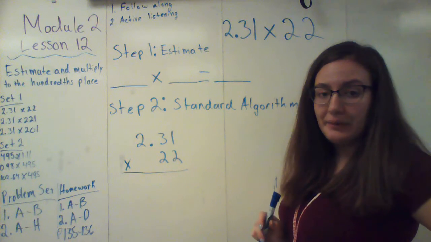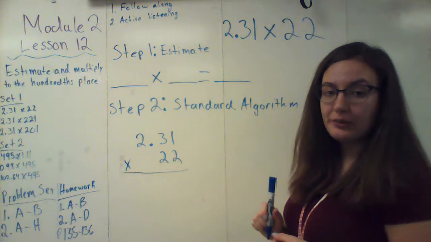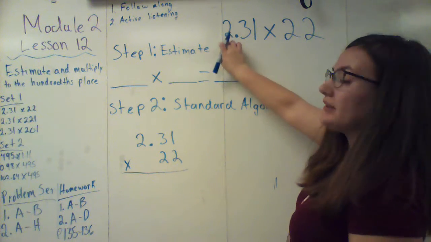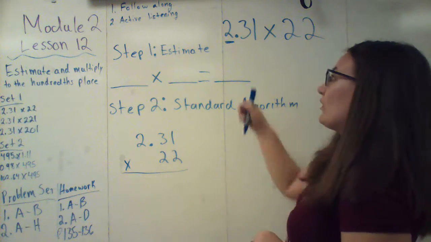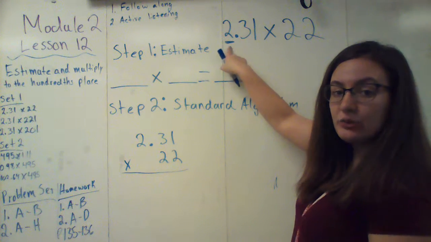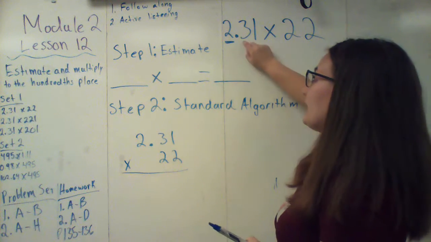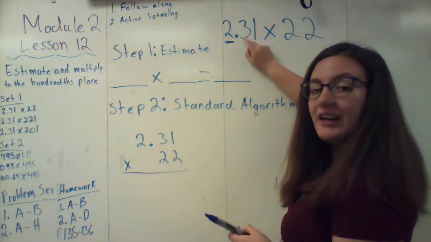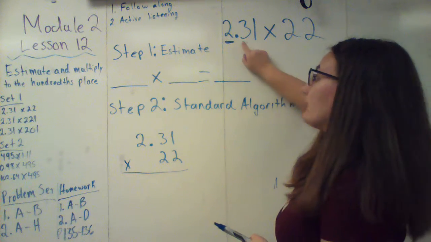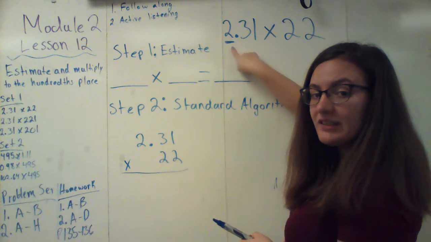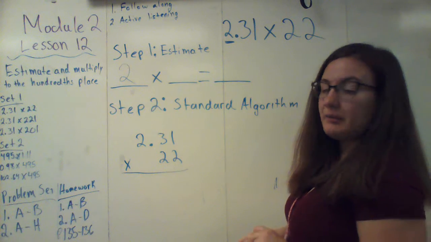My first step in estimating what my product is going to be is I need to round 2.31. I'm going to round it to its largest place value, which in this case is the ones place. So in this ones place, it's either going to stay at 2 ones or go up to 3 ones. I know if it's going to go up or not if I take a look at this next place value. If it's 5 or above, it's going to round up. But it's only a 3, so it's going to stay at 2 ones. And I just have to write 2 ones in my first spot.